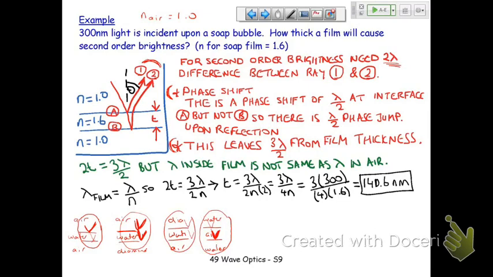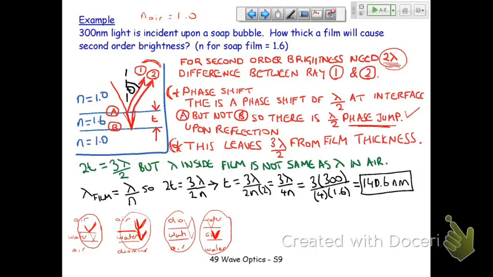So phase shift. There is a phase shift of half a wavelength at the interface A, but not at B, so there is a half a wavelength phase jump. I've got to take that into account. I want a 2 lambda effect. I got half wavelength in the bank already. That leaves 1.5 wavelengths. So this leaves 3/2 wavelengths from the film thickness. 2t, that's my film thickness 2t, because they go in and come out, is equal to 3/2 lambda.